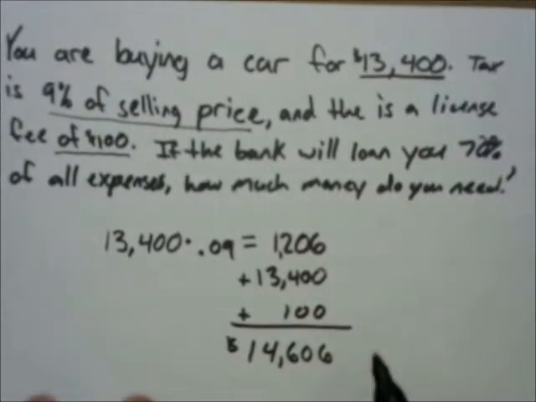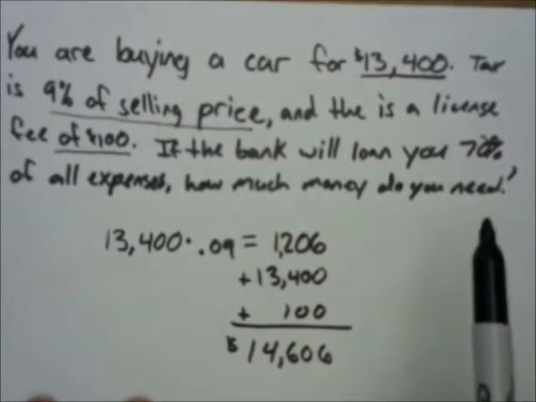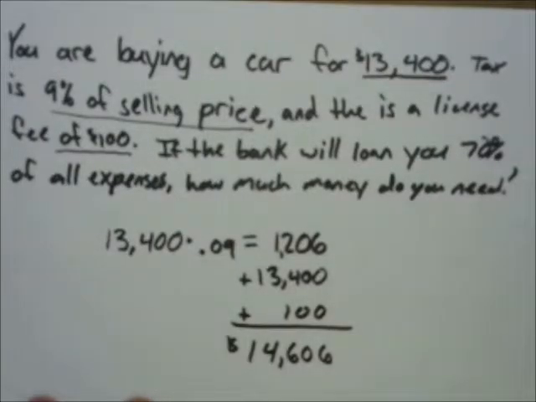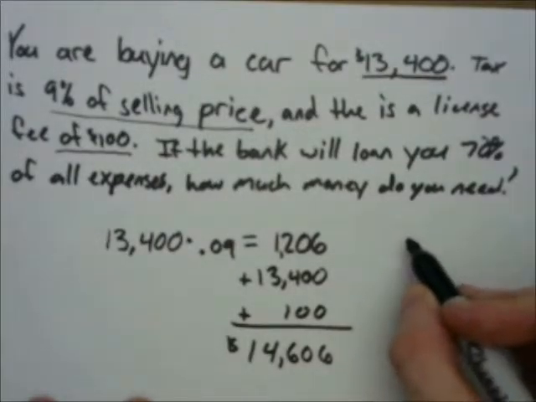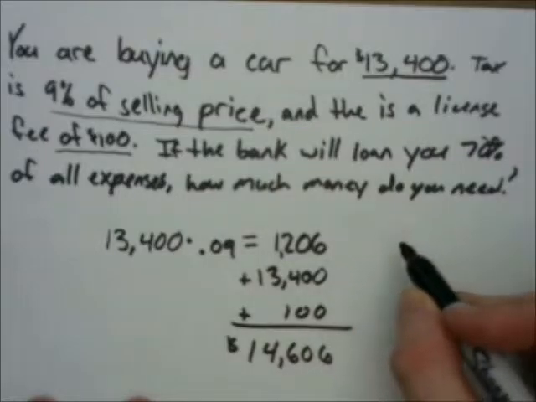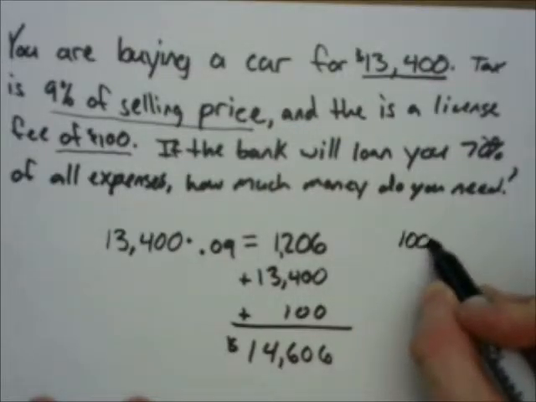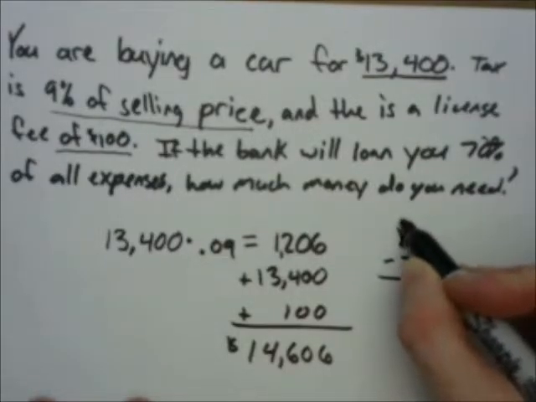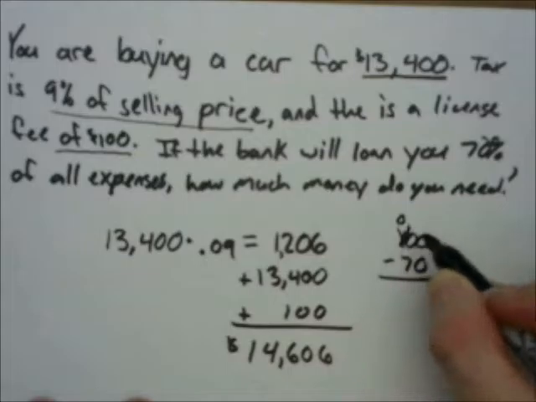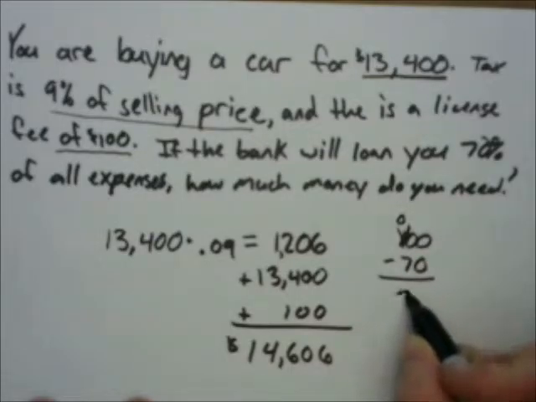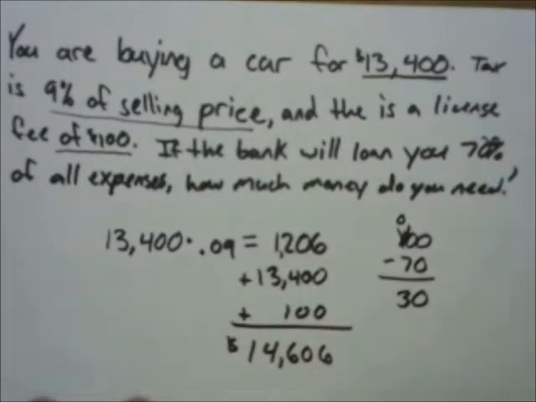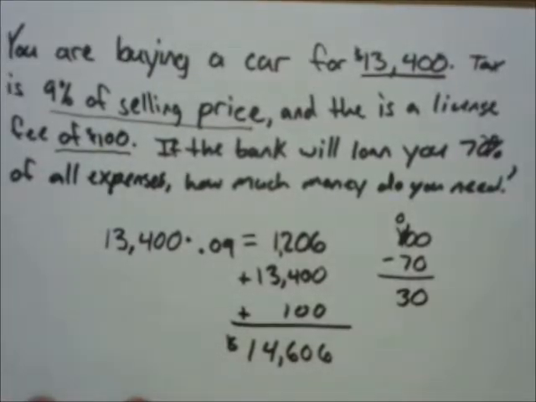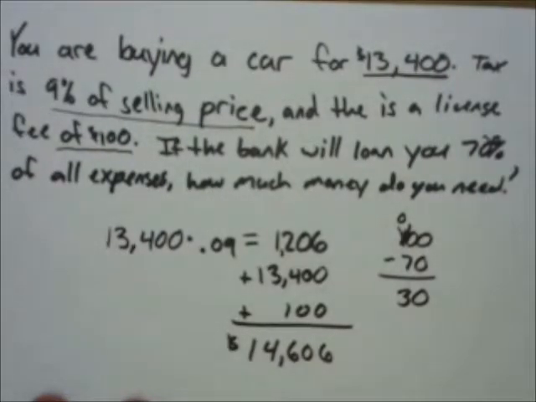Now if the bank is paying 70%, what percent am I paying? The answer to that, well, if the bank's paying 70%, I'm paying the rest. Well, that has to add up to 100. So if I take 70 off that, I'm left with my amount that I have to pay. So we have 30. In other words, I have to pay 30%, and that makes sense because 30 plus 70 adds up to 100.